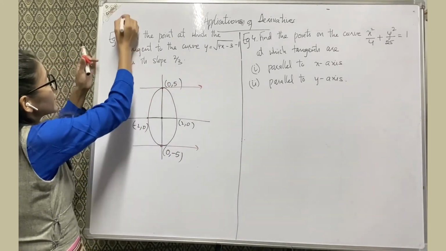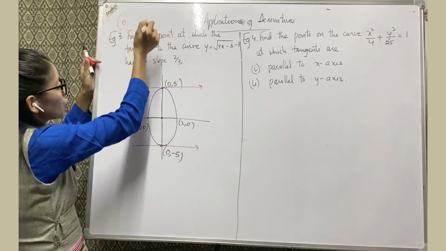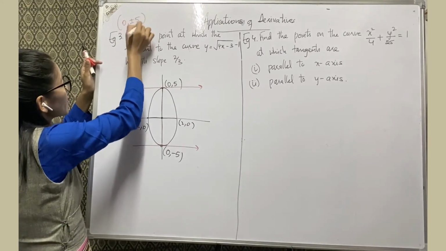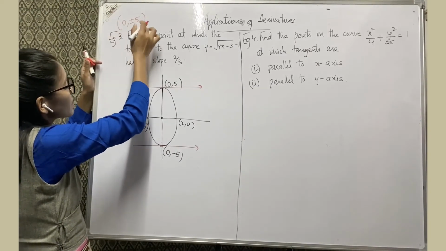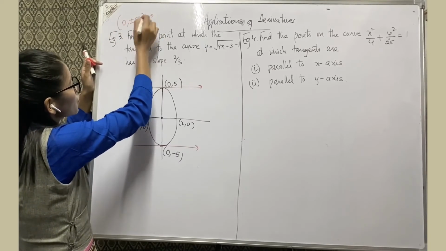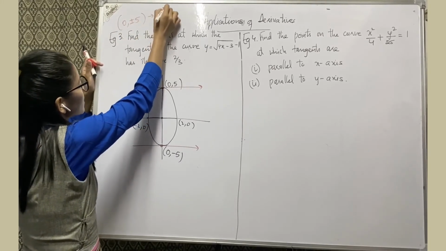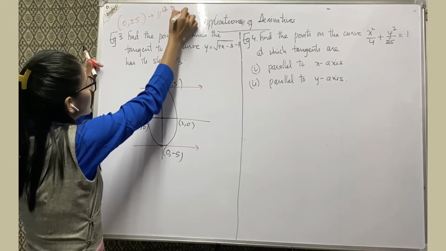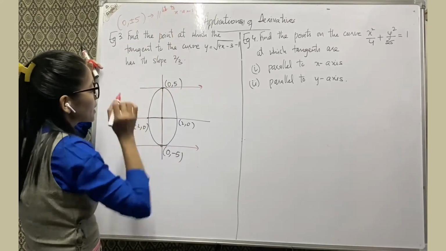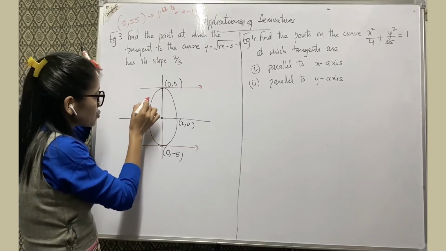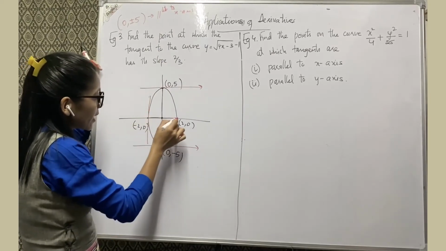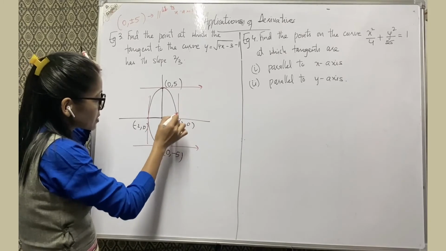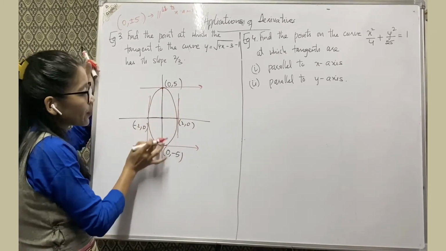So now I'll write it here. So we get (0, ±5), (0, 5) and (0, -5). From these 2 points, if you draw the tangent it will be parallel to x-axis. Okay, and from this point when you draw the tangent, so these two tangents will be parallel to y-axis.